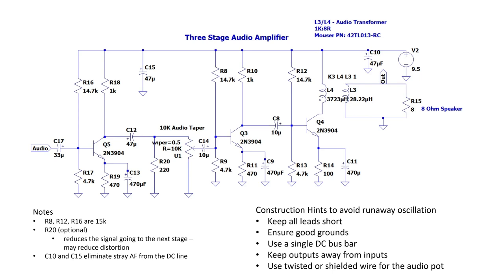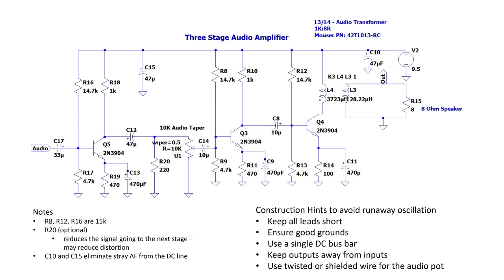So R16 and R17, starting with Q5, again set the operating point bias of Q5. R18 sets the load current. R19 is the emitter resistor, and C13 is the bypass capacitor. And if you look at Q3, you'll see it's an identical stage. And if you look at Q4, you'll see it's identical, except for the fact that the load current is actually set, instead of by a resistor, by the primary of the output transformer.